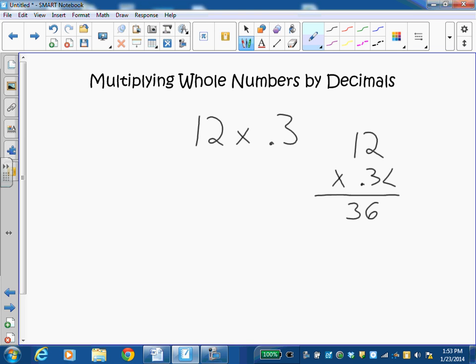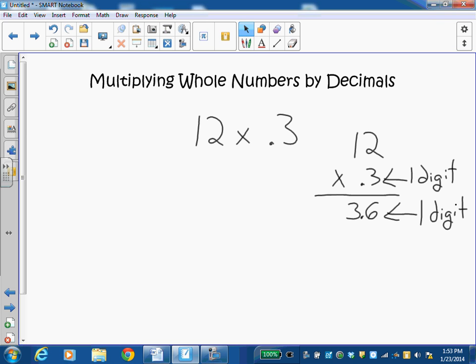I have one digit behind the decimal in my problem. So I'm going to have one digit behind the decimal in my answer. So it's not going to be 36. It's going to be 3 and 6/10. And if you think about it, this answer makes sense because you're taking the number 12 whole things, and you're multiplying it by something less than 1.